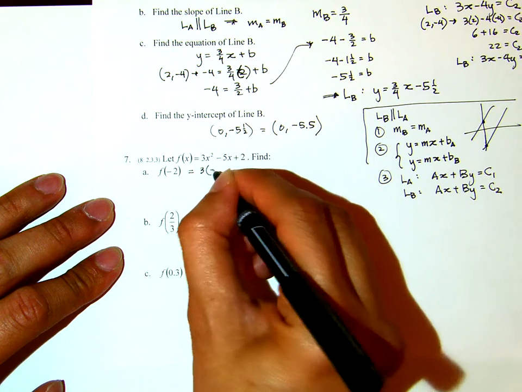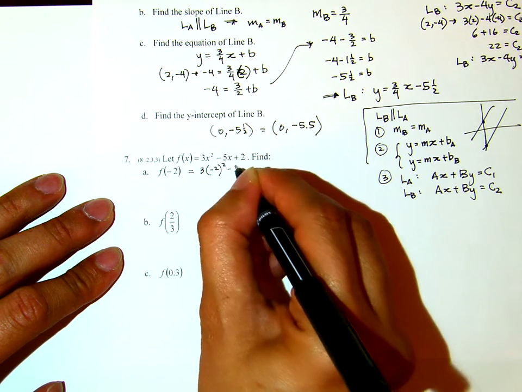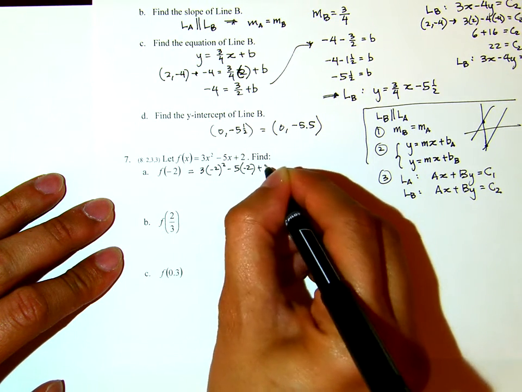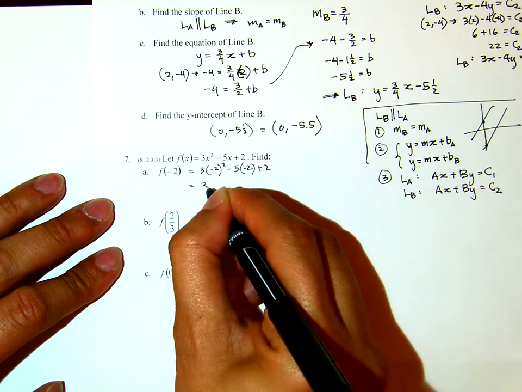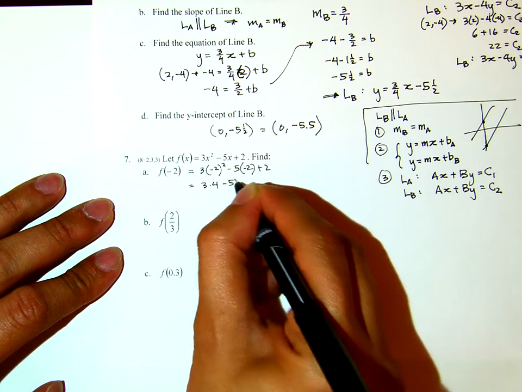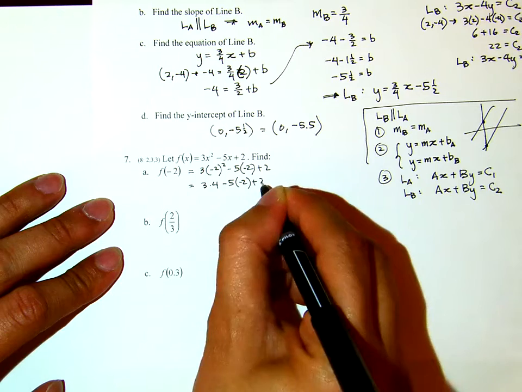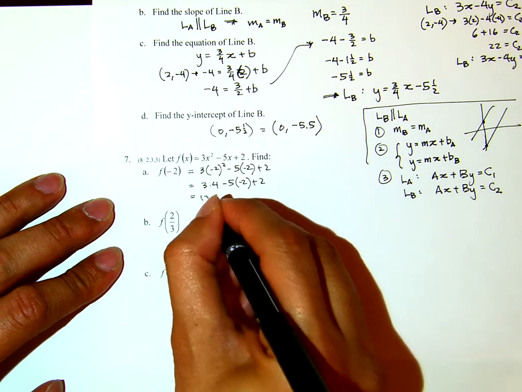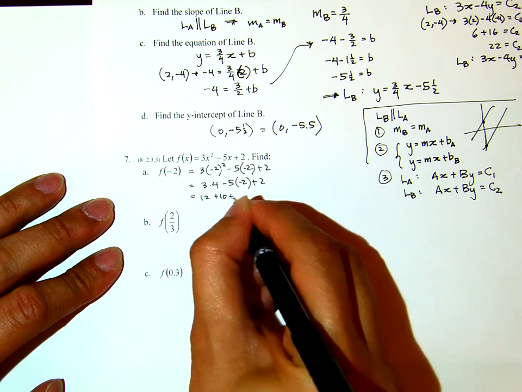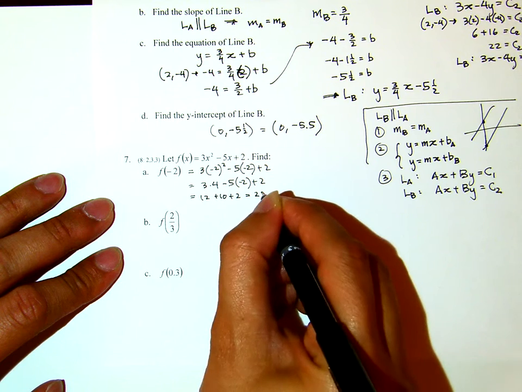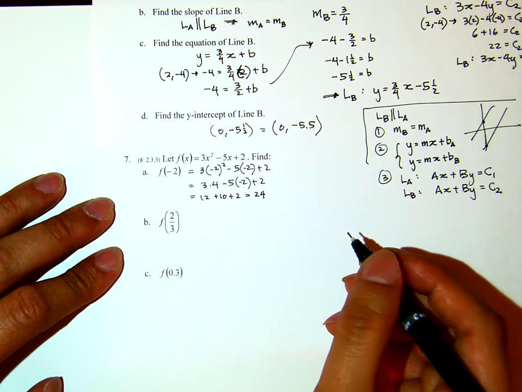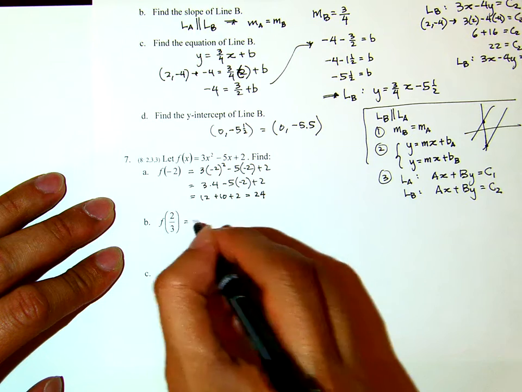3 times negative 2 squared minus 5 times negative 2 plus 2. That will be 3 times 4 minus 5 times negative 2 plus 2. That's 12 plus 10 plus 2. That's 24. Okay, now how about f(2/3)?